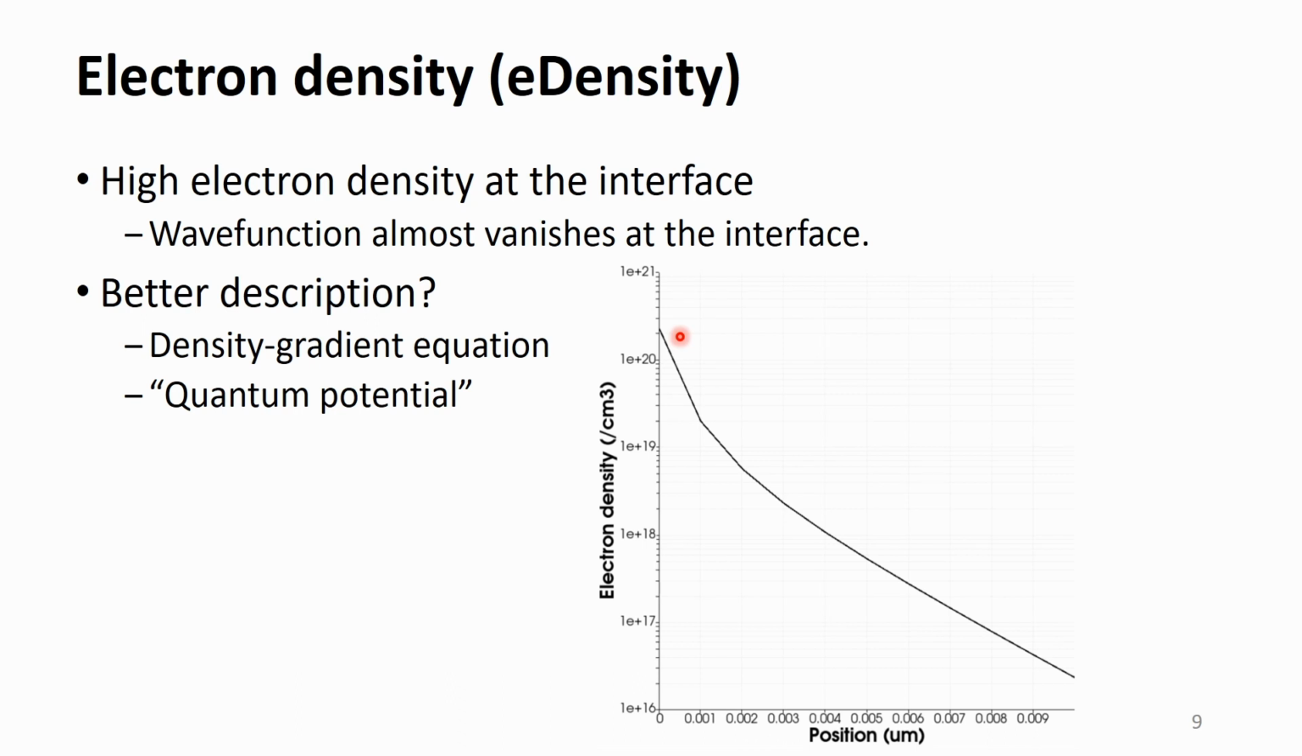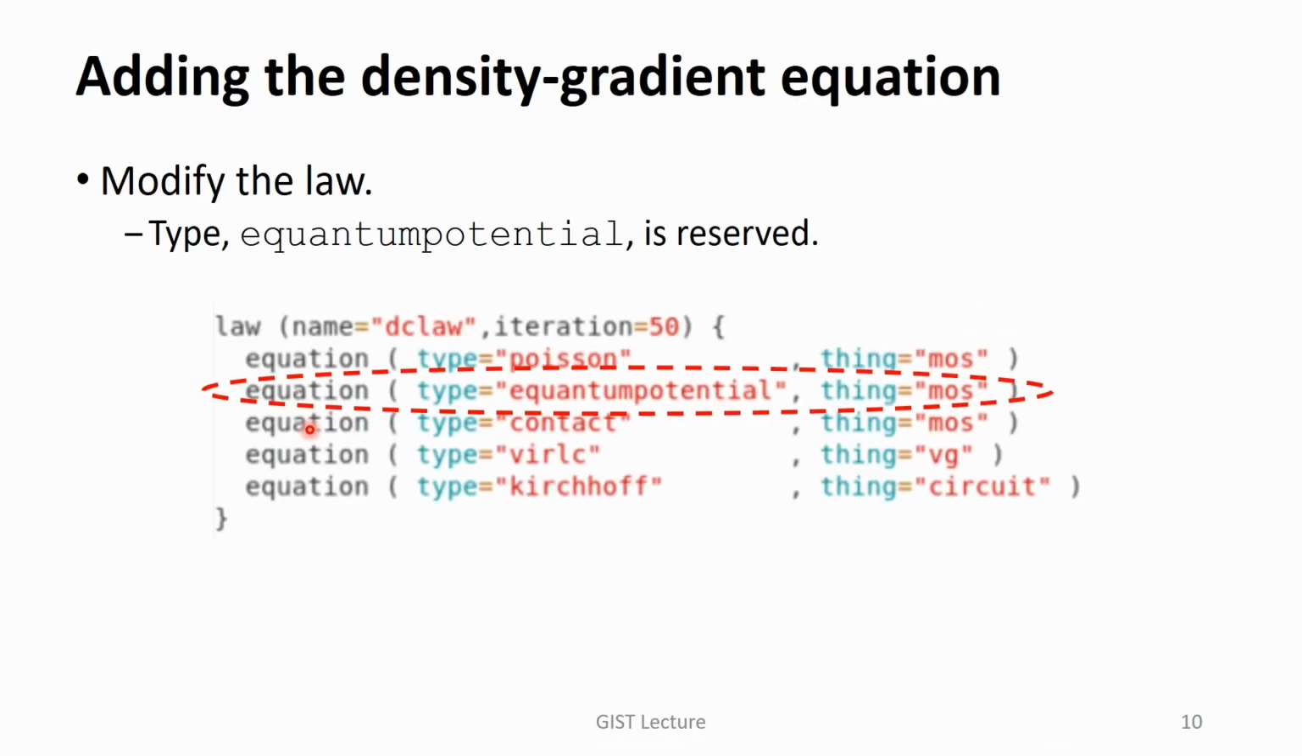consider an additional equation, the density gradient equation. In this equation, the quantum potential is newly introduced as an unknown variable. With this quantity, the electron density at the interface can be correctly described. The density gradient equation should be added to the law. Its reserved type is E quantum potential.